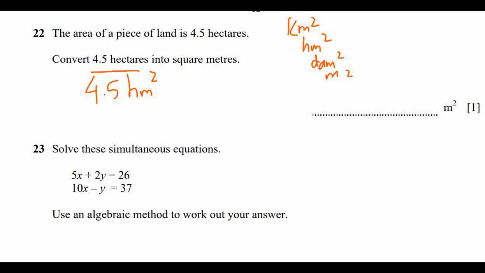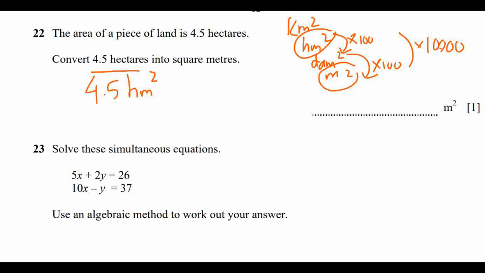So hectare is the same as this, goes to meter. Then we do 1 time, 2 times, so each time is 100. It means altogether is 100 times 100, which is 10,000. We have to multiply by 10,000. So 4.5 times 10,000. It means we move the decimal point 4 times. 1, 2, 3, 4. So we add 0, 0, 0. So we will have 45,000.